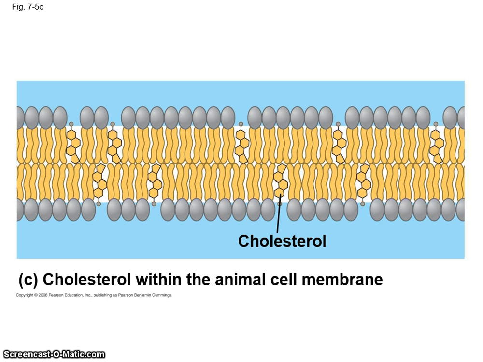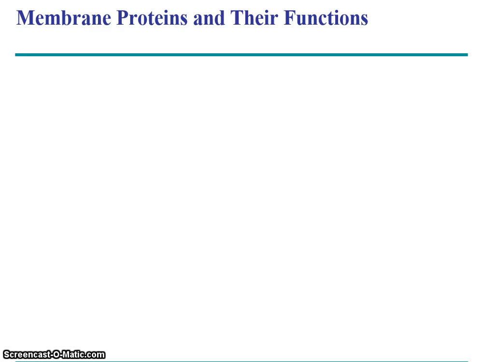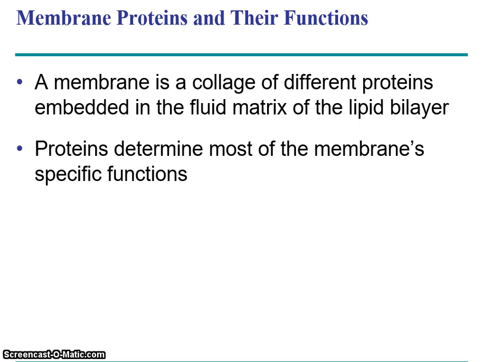The second part of that model, the word mosaic, comes from the fact that a cell membrane is almost like a collage, and I'm sure you've seen a mosaic before. A mosaic is a picture made up of smaller pieces of things. So the membrane is kind of like a mosaic in the fact that it's made of phospholipids and proteins. So it's a mixture of different kinds of things. And the proteins are usually there and determine the majority of a membrane's specific function.